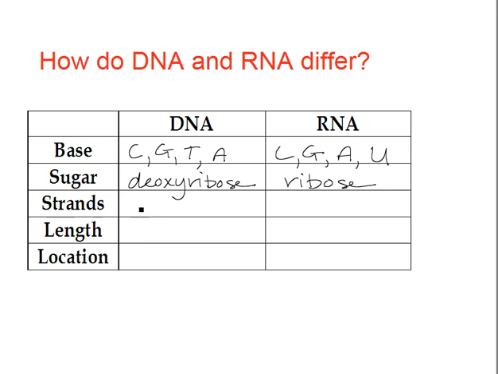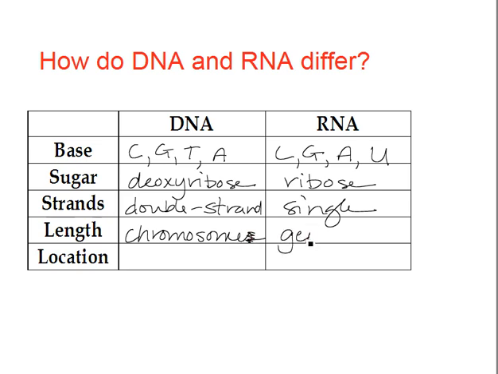DNA in its native form is always a double-stranded molecule, and RNA is always a single strand. DNA can be as long as a chromosome, millions and millions of nucleotides long, whereas RNA, we will learn later, never gets longer than the length of an individual gene, which could be a few hundred to maybe 1,000 or 2,000 nucleotides, but certainly nothing on the order of 1 million or more nucleotides like we see in a chromosome.